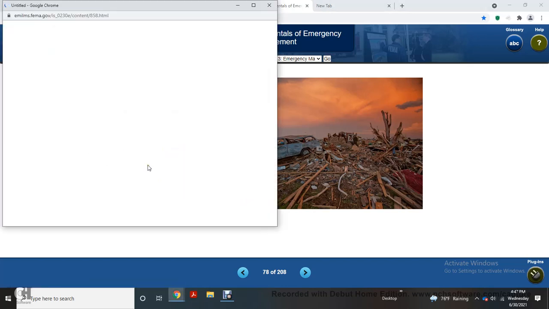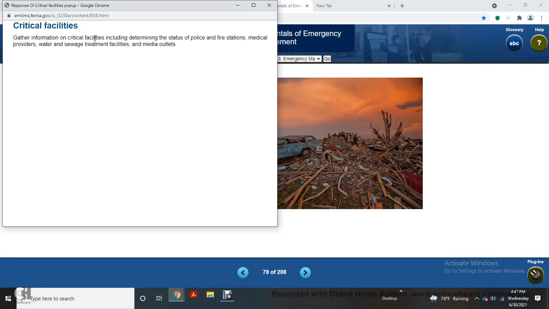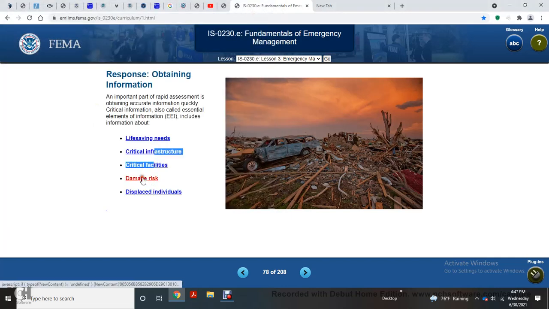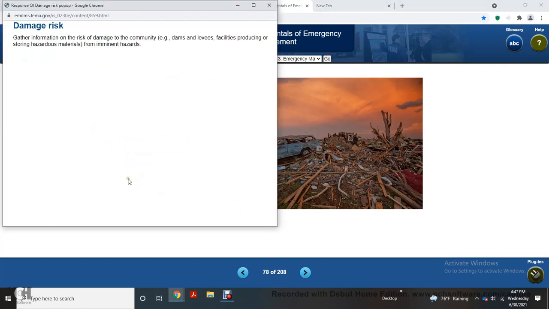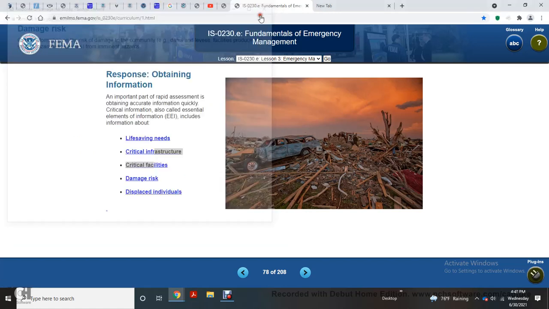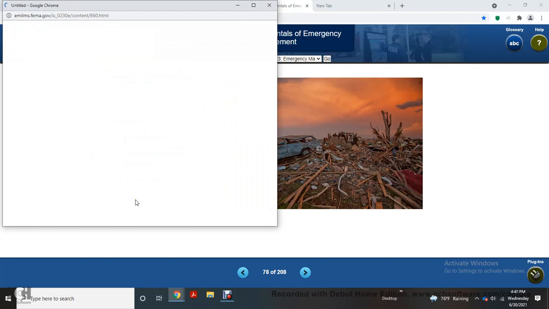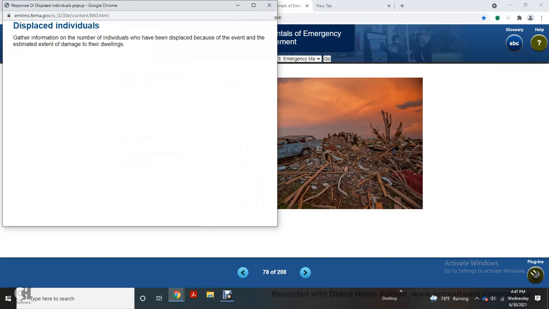Gathering information on critical facilities includes determining the status of the police, fire stations, medical providers, water and sewage treatment facilities, and media outlets. Damage risk: gathering information on risk of damage among community dams, levees, and facilities producing or storing hazardous material for imminent hazard. Displaced individuals: gathering information on the number of individuals who have been displaced by the event and the estimated extent of the damage to their dwellings.